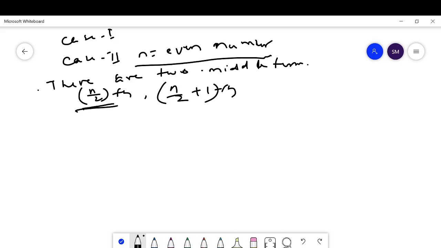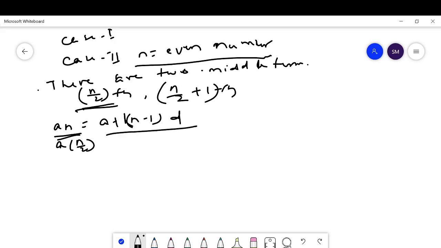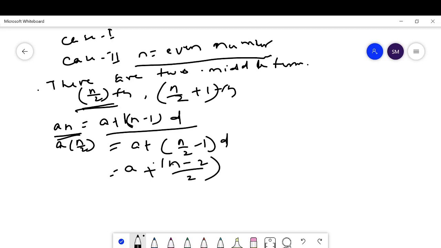Then, as we know, the nth term is a plus n minus 1 into d. In this way, the nth term is written as a plus n upon 2 minus 1 into d. Taking the LCM, it is a plus n minus 2 into d upon 2. Then the middle term is a plus n minus 1 upon 2 into d.